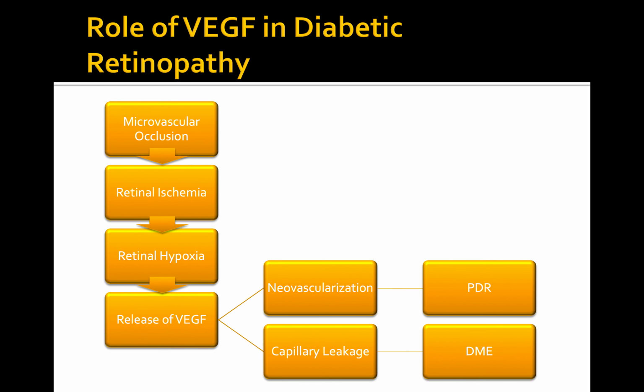So, VEGF. How does this happen? Well, you get microvascular occlusion, you get hypoxia or retinal ischemia. This leads to the release of VEGF. VEGF can lead to neovascularization, otherwise known as proliferative diabetic retinopathy or PDR. It can also lead to capillary leakage, which is known as DME.